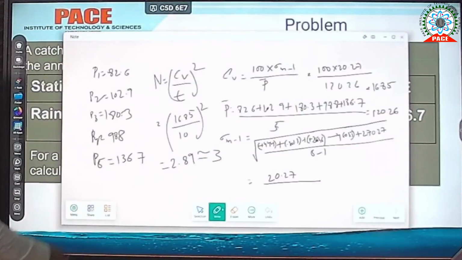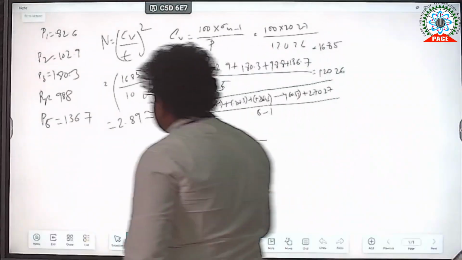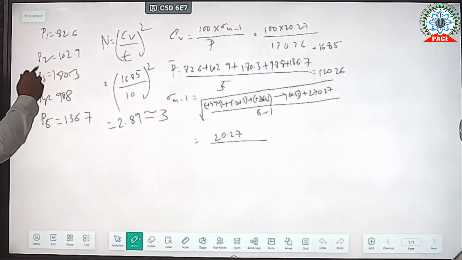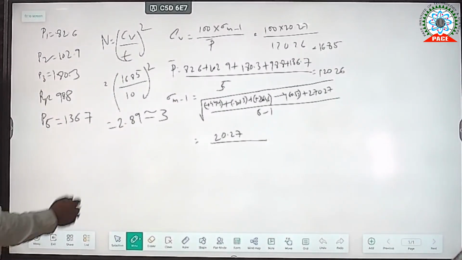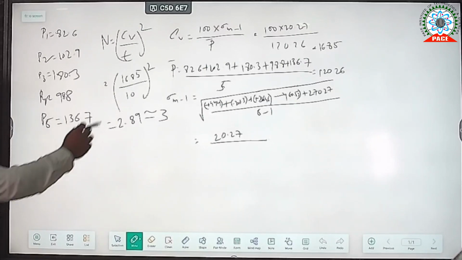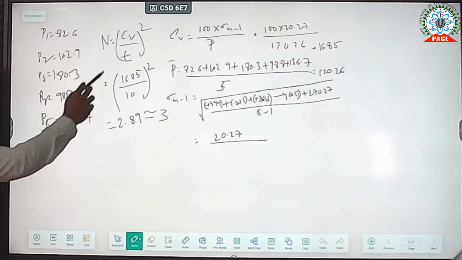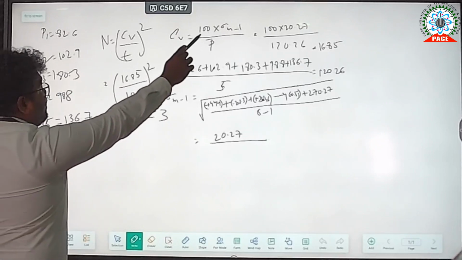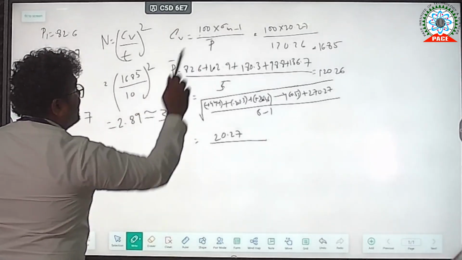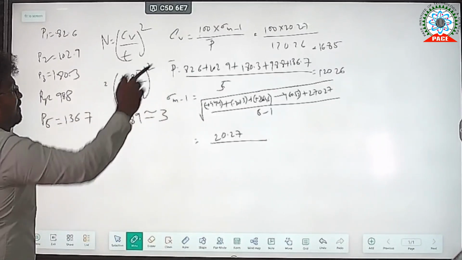So these are the rainfall values here. As you can observe, there are 5 rainfall values in here. Now, first we have to find out the optimum number of rain gauge stations. To find that, we have the formula CV by E whole square, where CV is the coefficient of variation of rainfall. That is defined as CV equal to 100 into sigma m minus 1 by P bar, where sigma m minus 1 is the standard deviation and P bar is the mean.